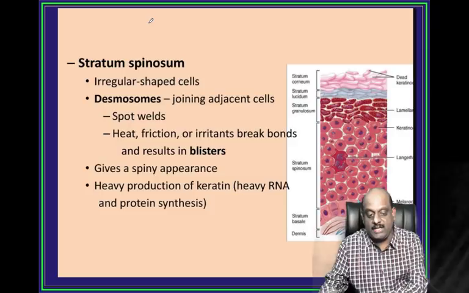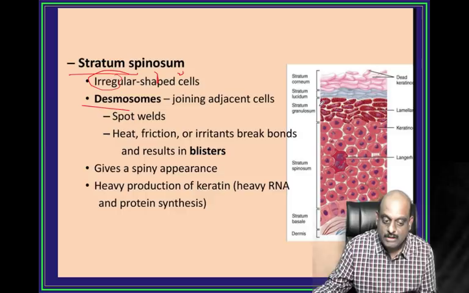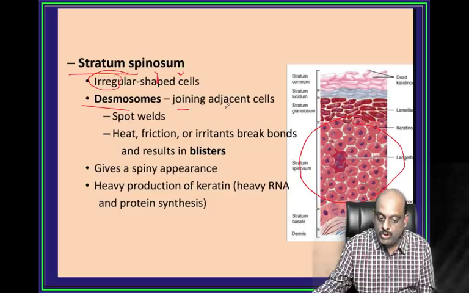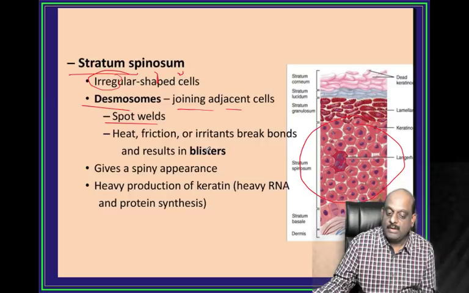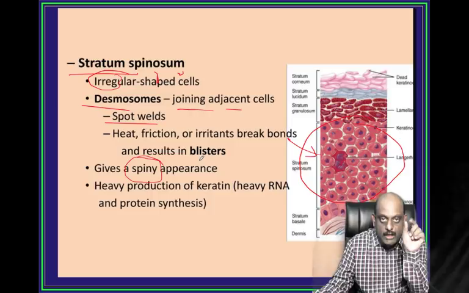Stratum spinosum, irregular shape presents. There are desmosomes which are joining adjacent cells. This is the stratum spinosum. And spiny appearance is typically because of these irregularly shaped cells. They lead to heavy production of keratin.